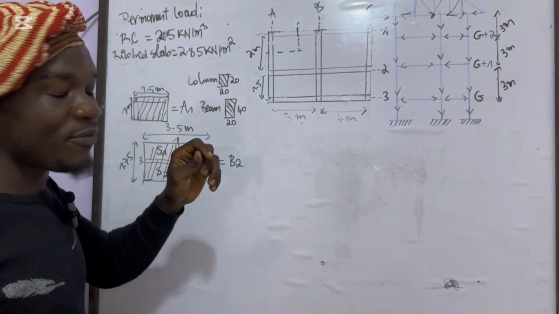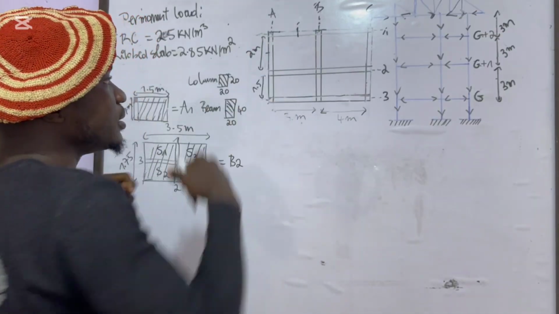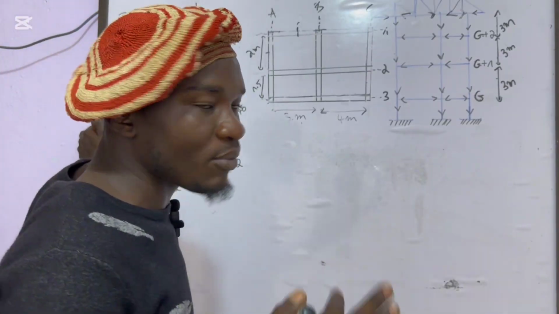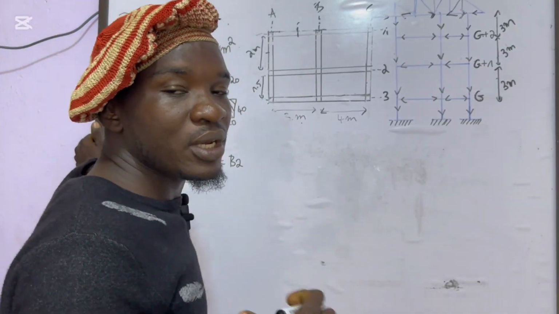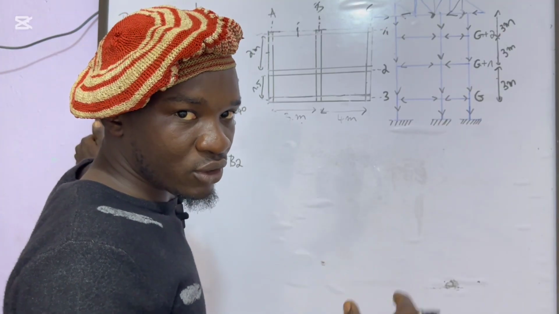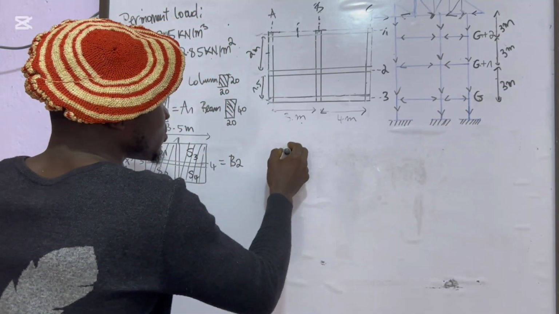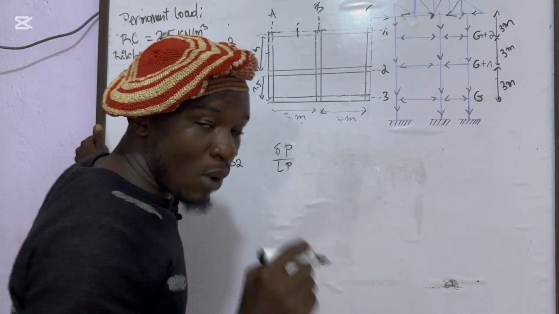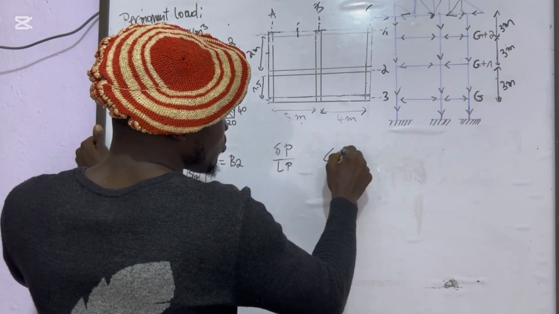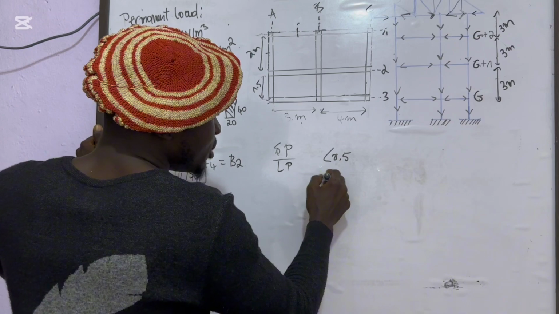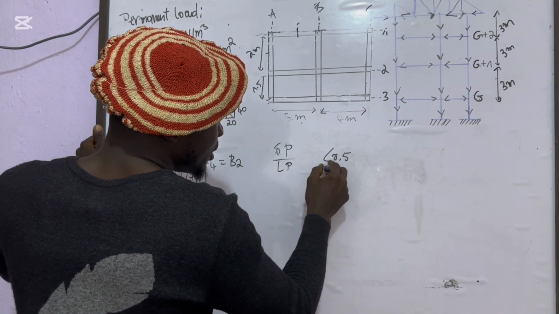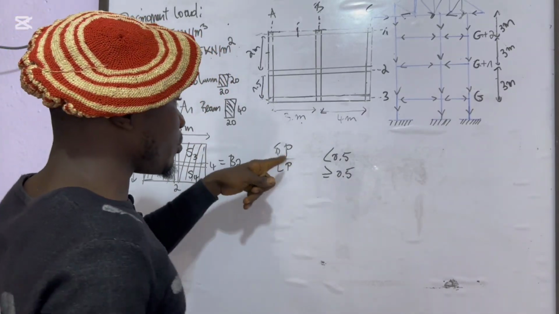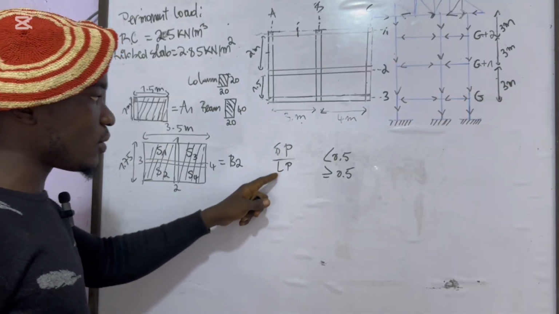First of all, before even dividing it, you have to check whether it's a one-way slab or a two-way slab. You have to know it to know the load repartition on your beam or structural element. So you take the short span divided by the long span. For a one-way slab, the value should be less than 0.5. For a two-way slab, it should be equal to or greater than 0.5. So to have a one-way slab, you should make sure that the ratio between the short span and the long span is less than 0.5.